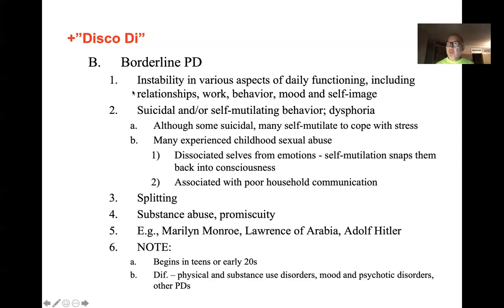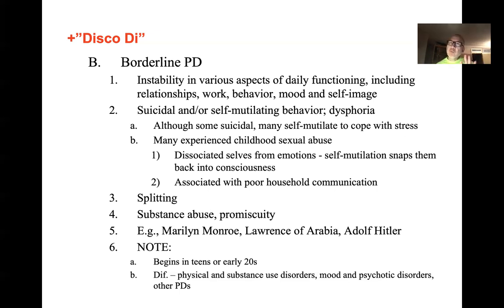Some of the major characteristics as seen in Disco Die was an instability in various aspects of daily functioning, with relationships, work, mood, and so on. One of the things that didn't come out so much was an instability in self-image. There was some degree of consistency here, in that Disco Die saw herself as wanting to be this party person, going through multiple relationships and so on.